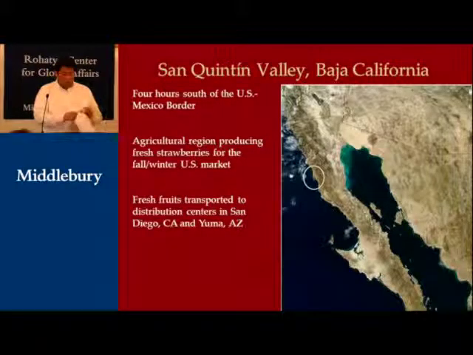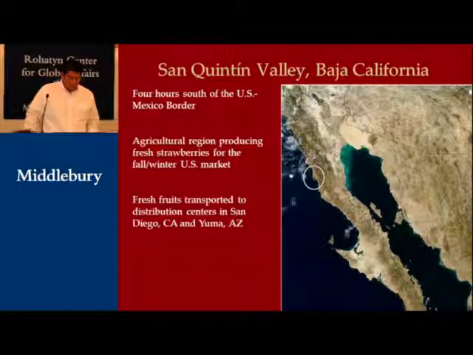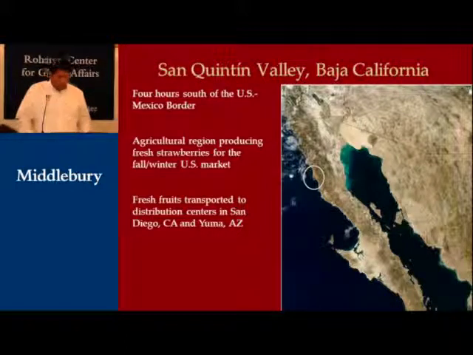Now, the region of San Quintin lies about 4 hours south of the U.S.-Mexico border, and is now an agricultural region that produces fresh strawberries for the winter and fall market in the United States. Among other fruits, it also produces raspberries and blueberries and continues to sparsely produce tomatoes. The way it works is that the fruit is typically transported to distribution centers just across the border in Yuma, Arizona, and in San Diego, California.